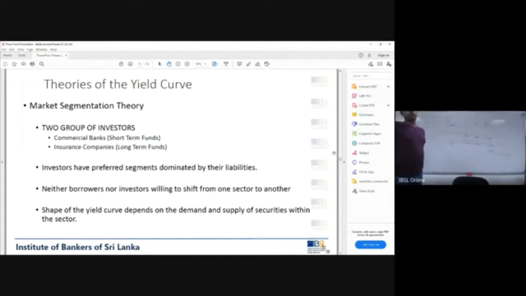So the shape of the yield curve depends on demand and supply of securities within the sector. Also, the shape of the yield curve has an impact on demand and supply.